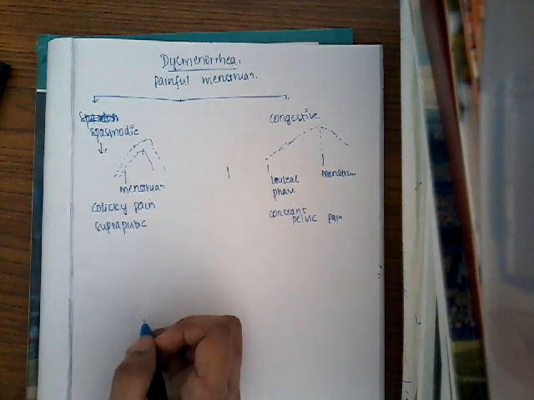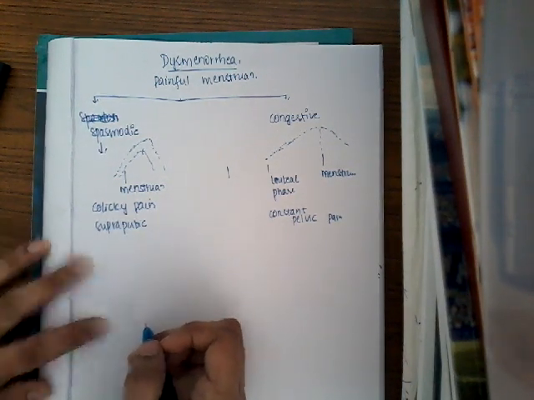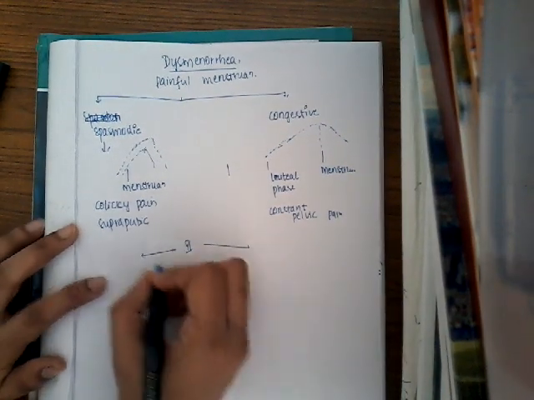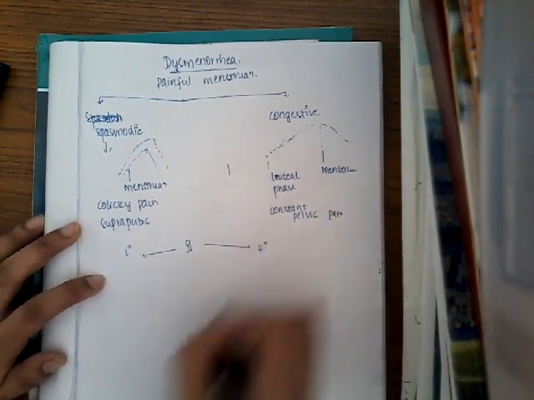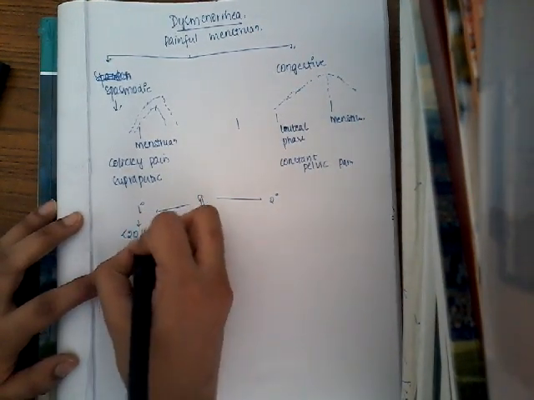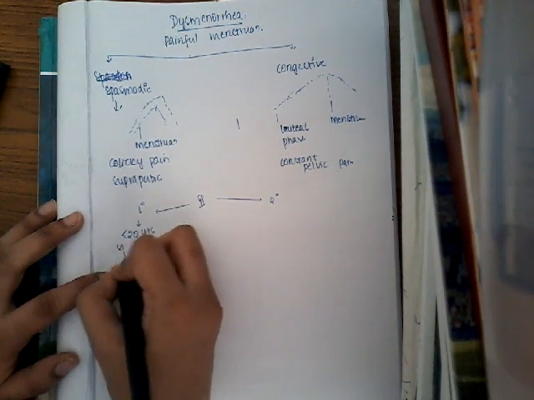So dysmenorrhea can again be divided into two types. This was the first classification. In classification 2, dysmenorrhea can be divided into primary dysmenorrhea and secondary dysmenorrhea. Primary dysmenorrhea is that which occurs before the age of 20 years, and it is usually spasmodic.